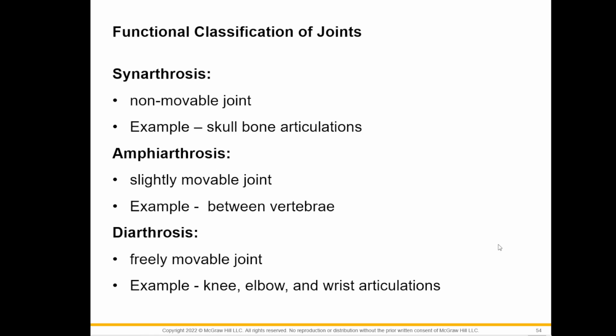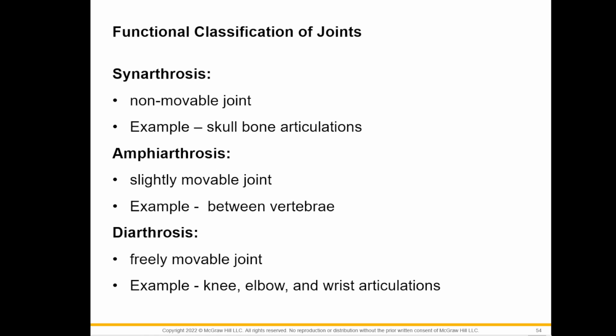By functional classification, again, the basis is the movement. So we call joints synarthrosis when they are non-movable, meaning the connection between two bones does not allow them to move. Just like the bones in the skull, right? We mentioned repeatedly that the bones in the skull cannot be rearranged, cannot move on top of each other. So these are non-movable and they are called synarthrosis.